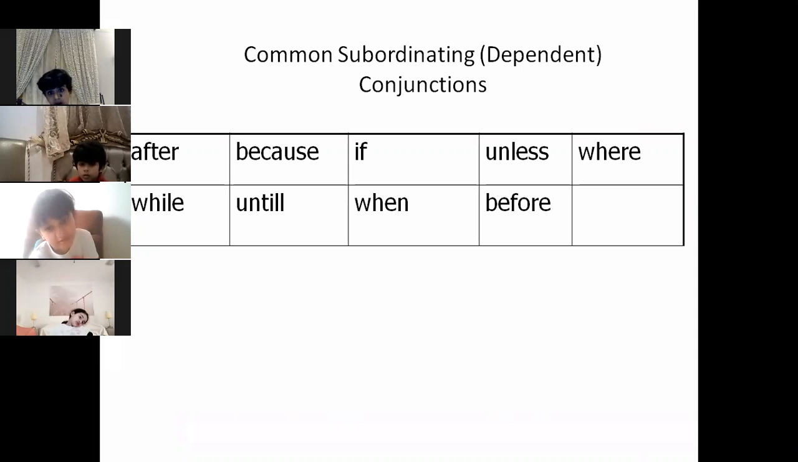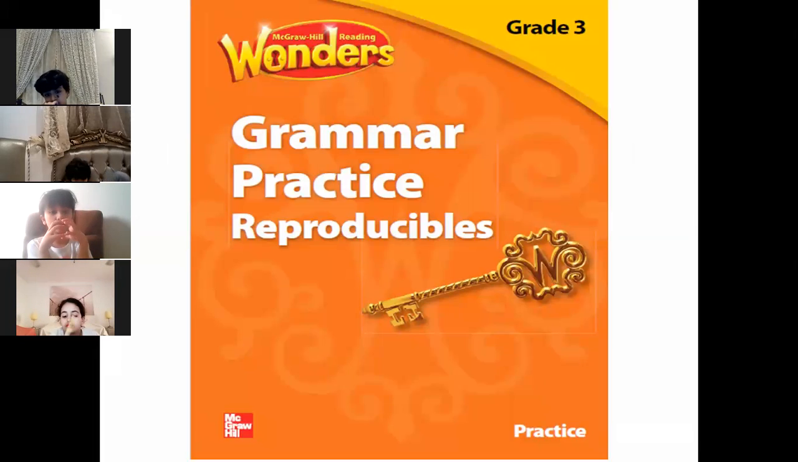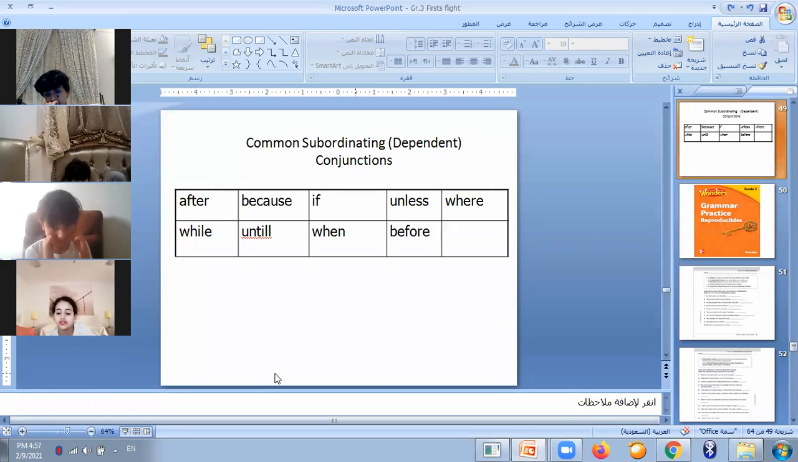What are the subordinating conjunctions? We have many subordinating conjunctions, but we will take some of them, like after, because, if, unless, where, while, until, when, and before. All of those are subordinating conjunctions. We will not write them because you have them in your book. But let's revise. Let's write all the information together, okay?